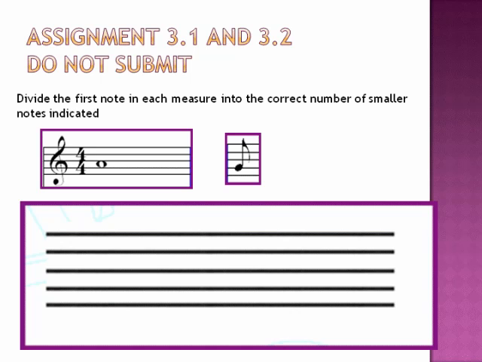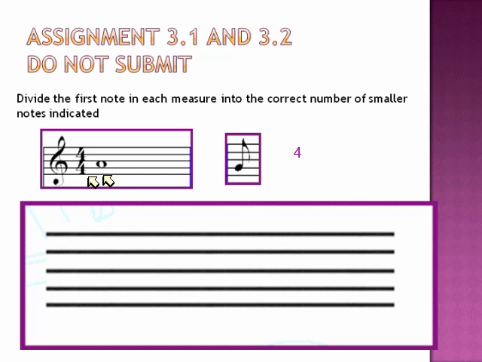Anytime there's an assignment that says do not submit, you should look at it just to see what information is in there. The directions say divide the first note in each measure into the correct number of smaller notes indicated. So you have 4/4 time and a whole note there. So a quarter note is getting 1 beat. There's a whole note. A whole note equals 4 beats in 4/4 meter signature.